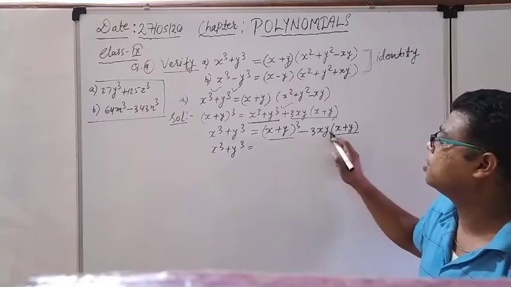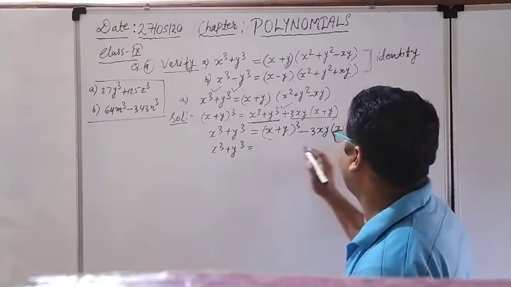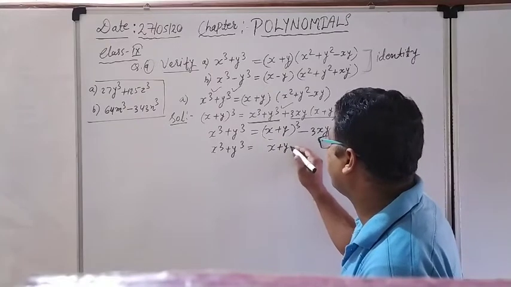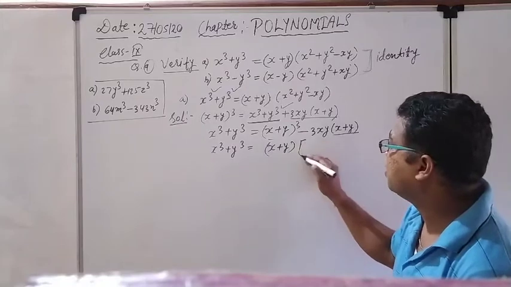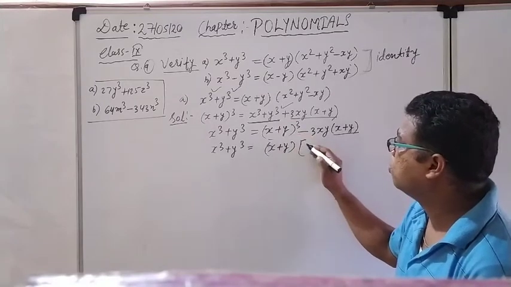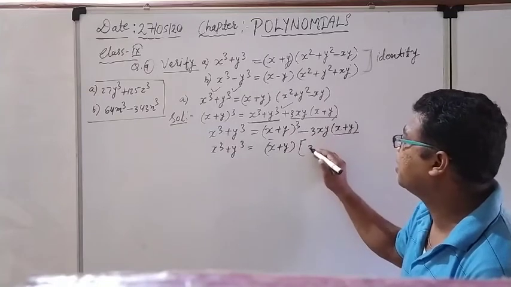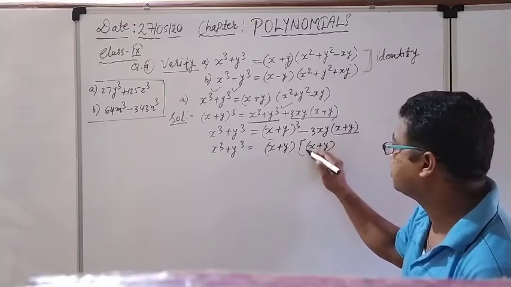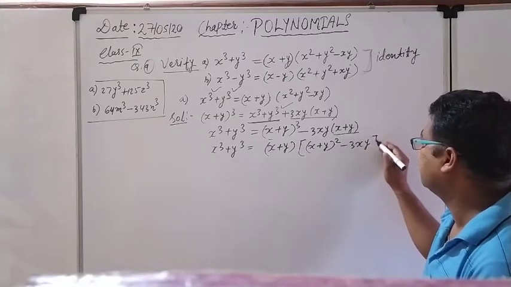This is the first term, this is the second term. And in both the terms, what can be common here? Actually the common is x plus y. Inside the bracket, x plus y is coming as a common term. So when we take the common term from both the terms, what is remaining there? x plus y whole square. Is it correct? Yes. And here what remains? Minus 3xy.